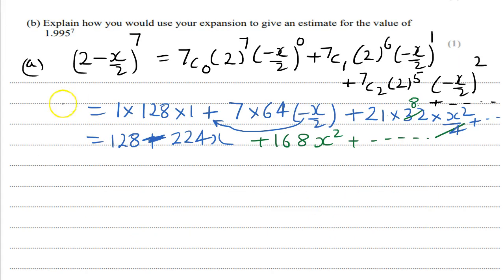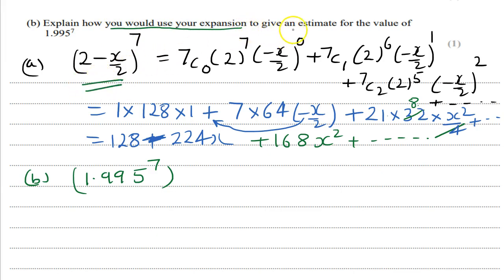Now part B, which is 1.995 to the power 7, this is what they have given. How would you use your expansion? We need to use this expansion to give an estimate for the value of this. If you see, here is power 7, and in this place we have (2 − x/2), and they are both equal, so let's equate it.